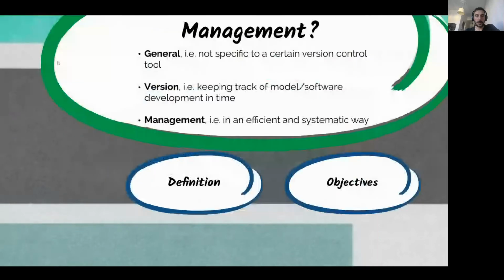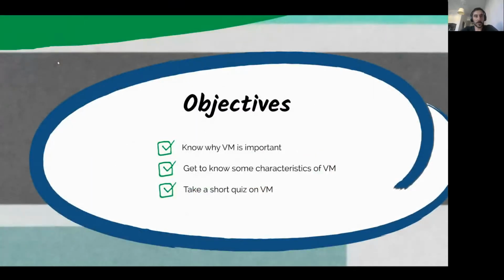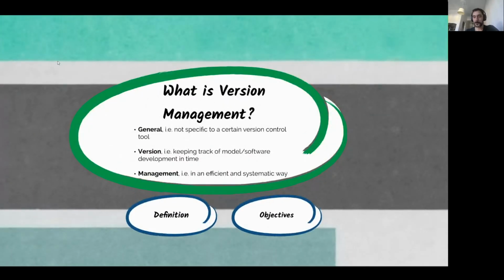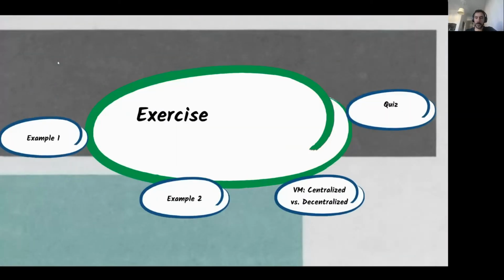So now that we have the definition, let's see what the objectives are of the first part of the workshop. So we will see why version management is important, what it can do for us. We will see some characteristics, and then just for fun, we will also take a short quiz on version management to practice the things we learned. So let's jump right in. The exercise part, let's see a few examples.